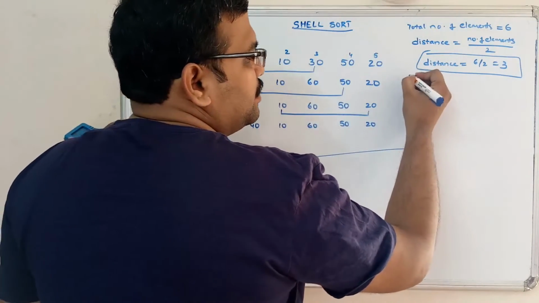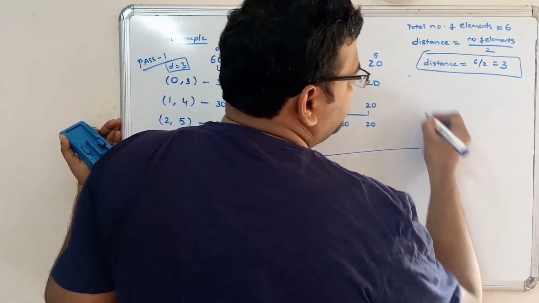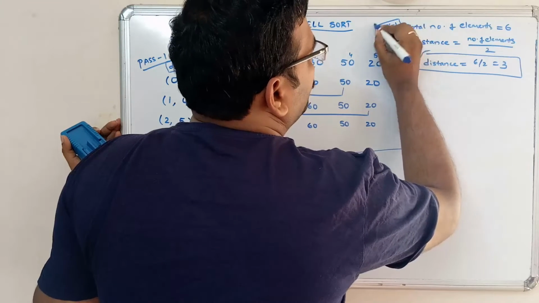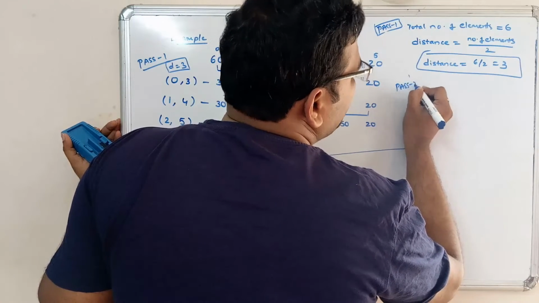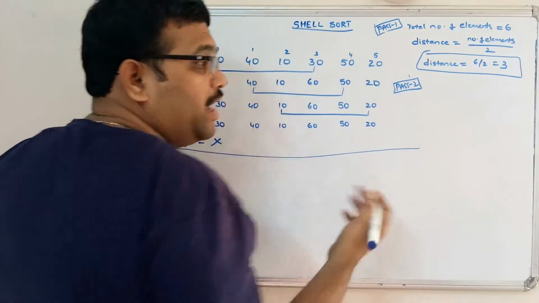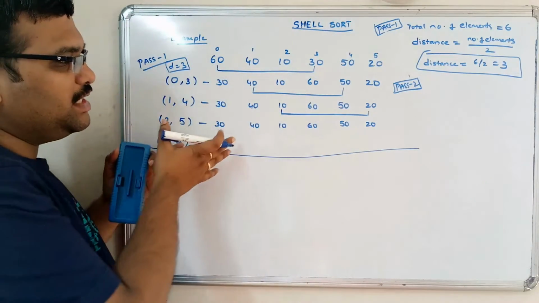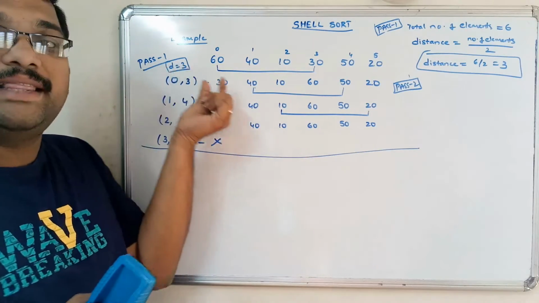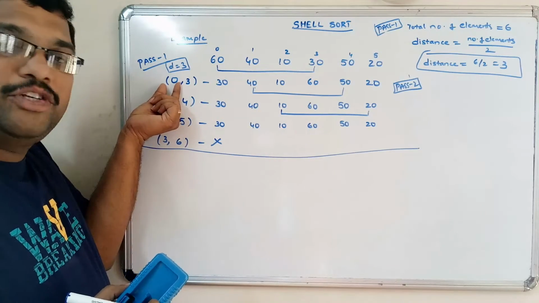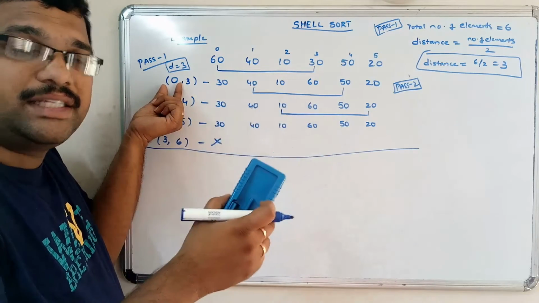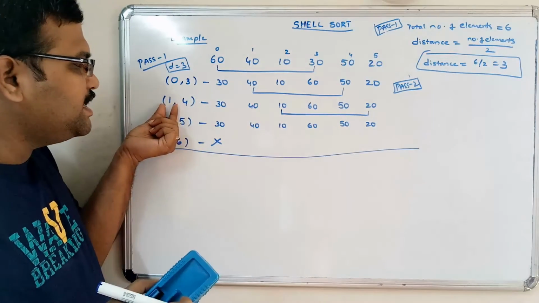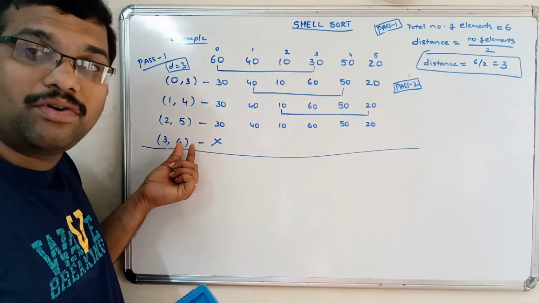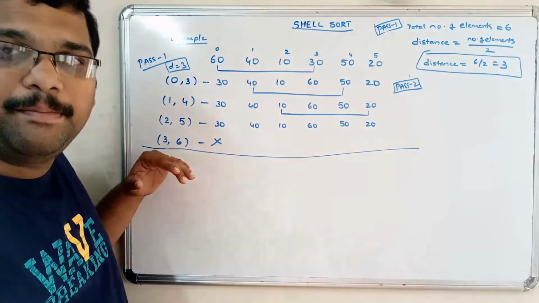Next, coming to the second pass. So this is all about the pass 1. Coming to the pass 2, that means the second iteration we can call, right? So we have to reduce the gap. So this completely ends with the pass 1. That means we have compared all the elements which are within the distance 3. So 0th index element should be compared with the element at distance 3, that means the third index. First index, fourth index, second index, fifth index, and third and sixth. So 6 is not available. So we have to stop comparing the elements.